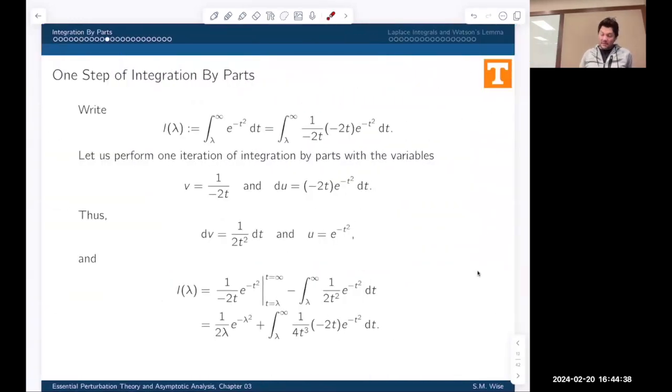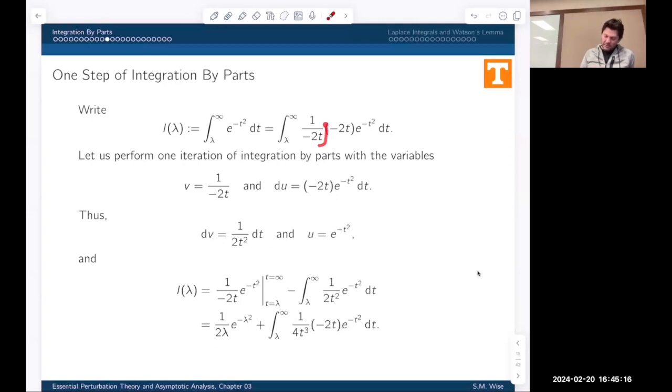So let's do one step of integration by parts on that integral. What I'm going to do is write something here so that this differential becomes exactly integrable. So to do that, I write minus 2t quantity, and I have to divide by that same quantity. Okay, so then this differential becomes exactly integrable. That's what I'm going to call du. If I integrate that guy, I get u equals e to the minus t squared, obviously.